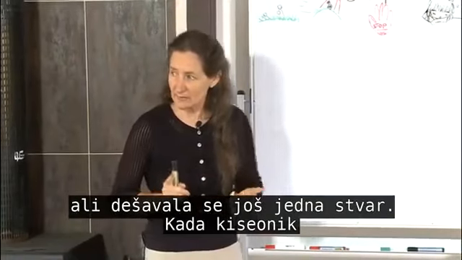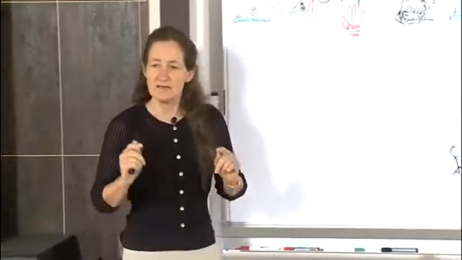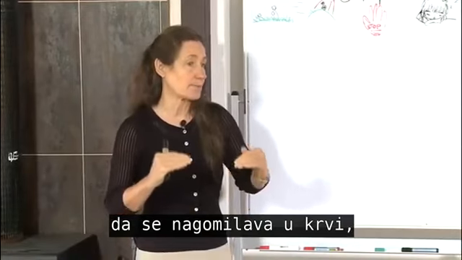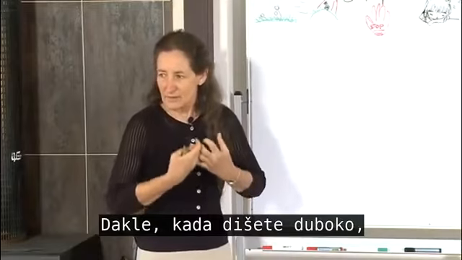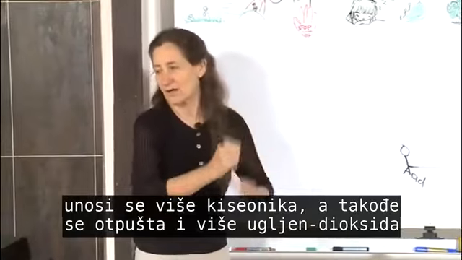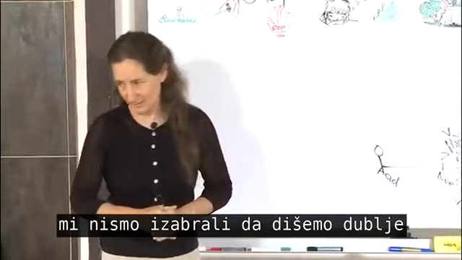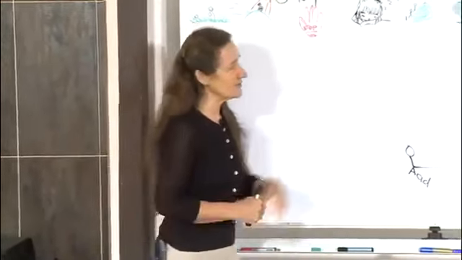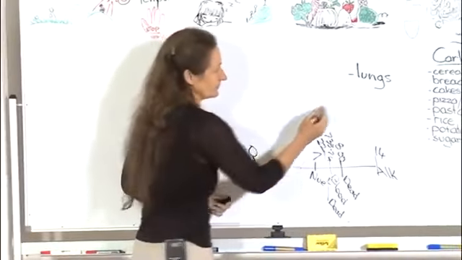But one other thing's happening. As the oxygen's being burnt in the little energy cycles in the cell, the gaseous waste is being given off, carbon dioxide, and as carbon dioxide builds up in the blood, it creates an acid condition. So the breathing deeply gets more oxygen to alkalize, more carbon dioxide out to keep that balance. In fact, we don't choose to breathe deeply going up a hill, do we? It just happens whether we like it or not. So your lungs help to keep the acid-alkaline in the blood at the right level.